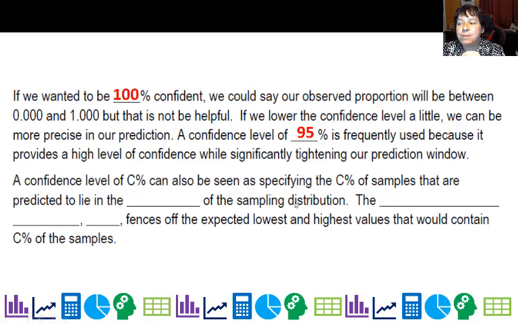So what is the confidence level? In a way, you can see it as specifying what percent of our samples will be predicted to lie in this window. We want to capture about 95% of the samples, and they will be in the middle of our sampling distribution. The critical value, z star, a lot like the z we worked with before in normal distributions, fences off the expected lowest and highest values that would contain C% of the samples.